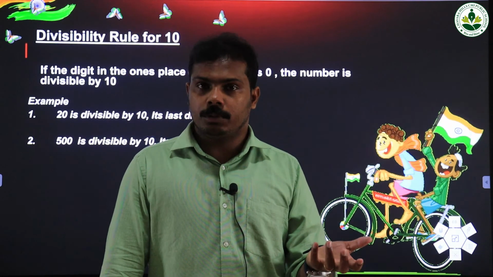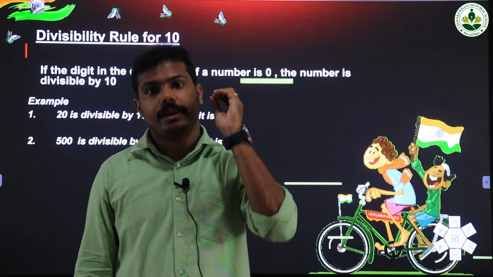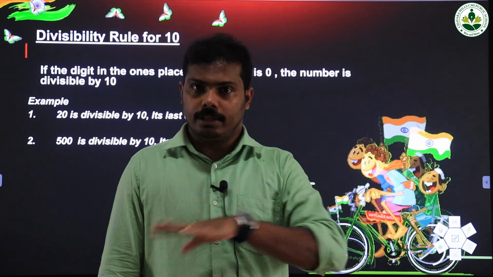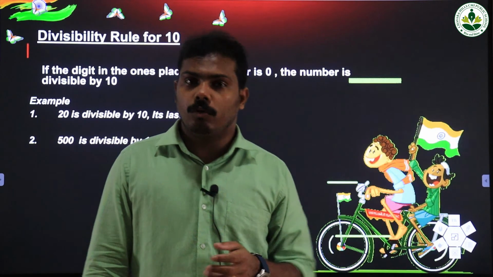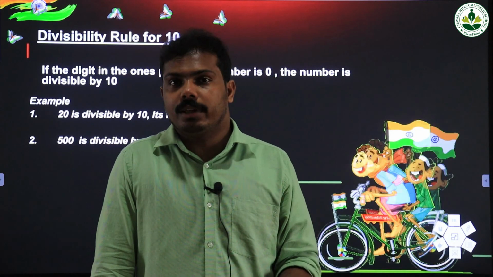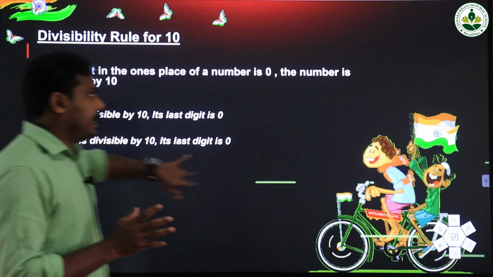In the case of the divisibility rule for 9, if the sum of the digits of a number is divisible by 9, then it is divisible by 9. Same as the case for 3. And the last one is the divisibility rule for 10. Very simple. If the digit in the ones place is 0, then it is divisible by 10.